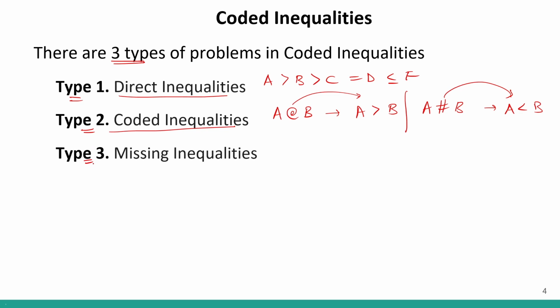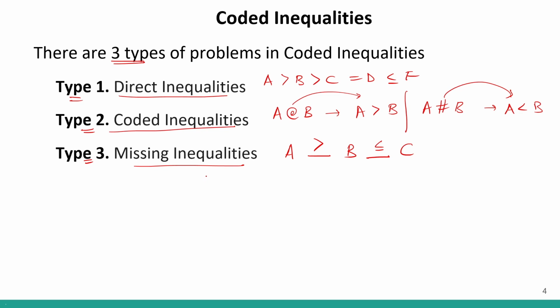Then we have missing inequalities. Missing inequalities means that you will have this, for example, and you will be asked which symbol should be inserted over here to make A greater than B. So we will insert this, correct? Which symbol should be inserted over here to make B smaller than or equal to C? So this symbol will be inserted. These kinds of questions come in your missing inequalities.